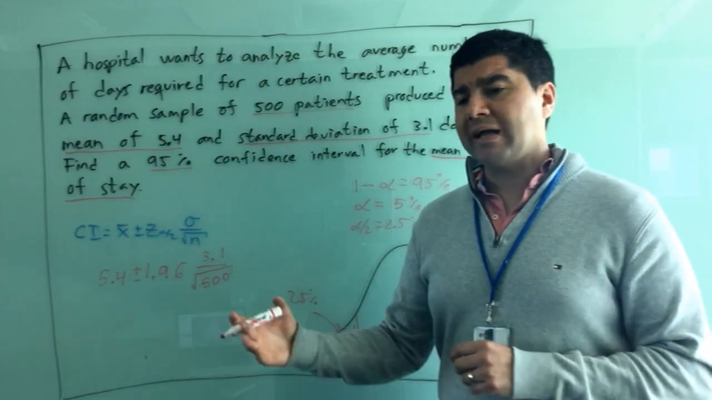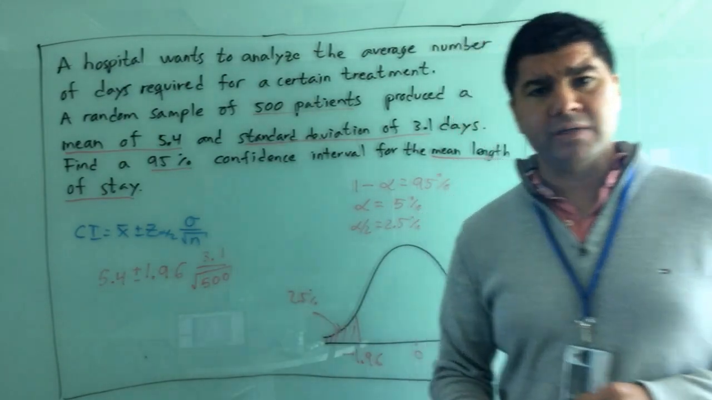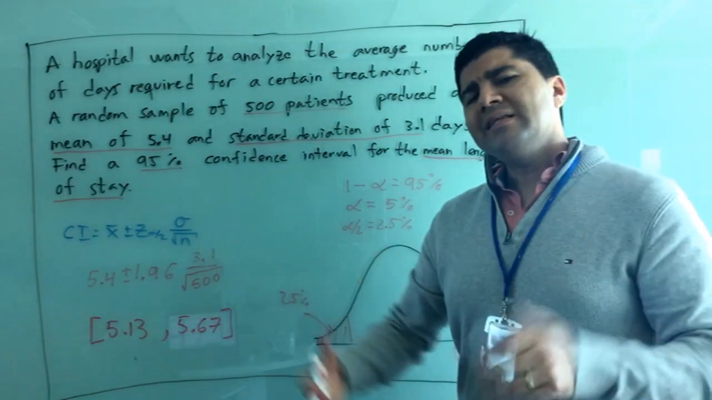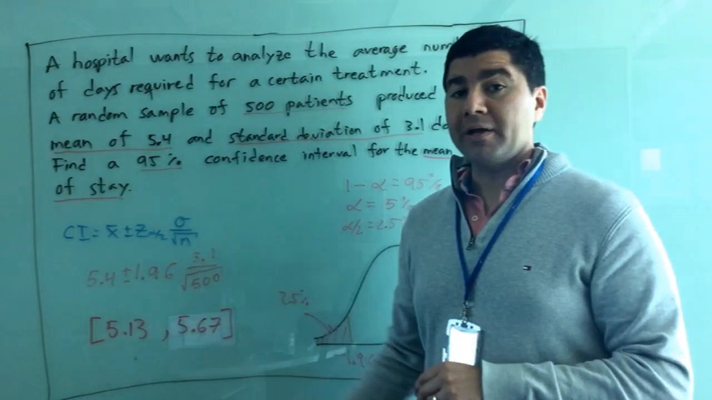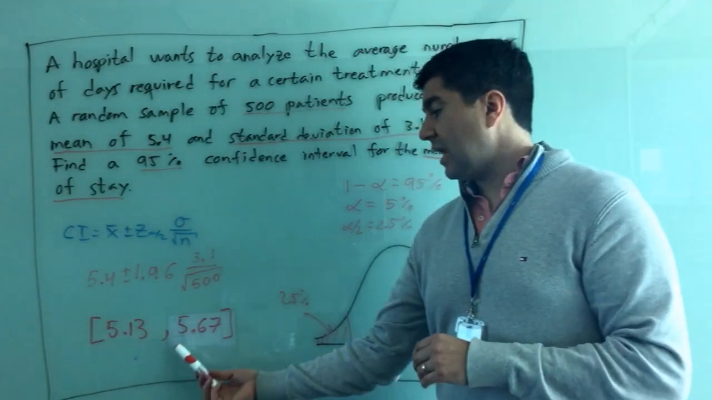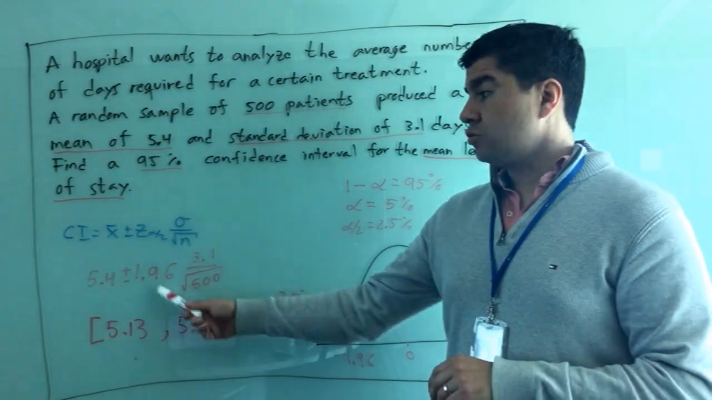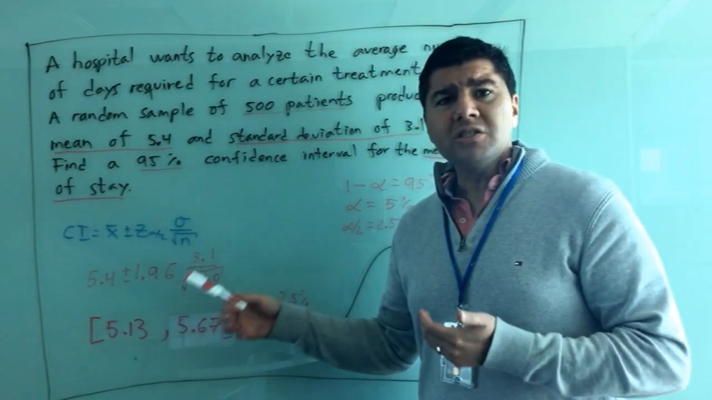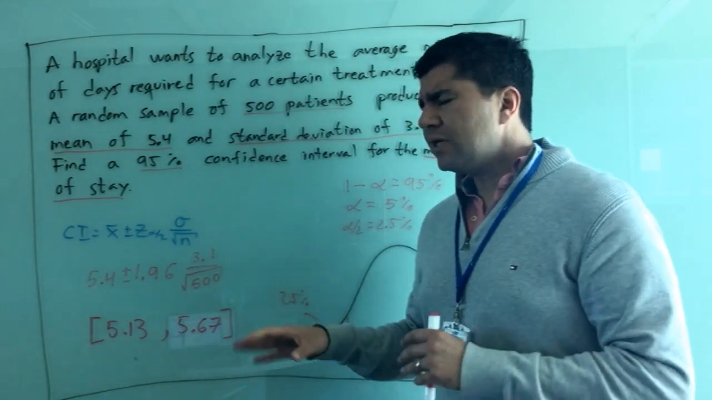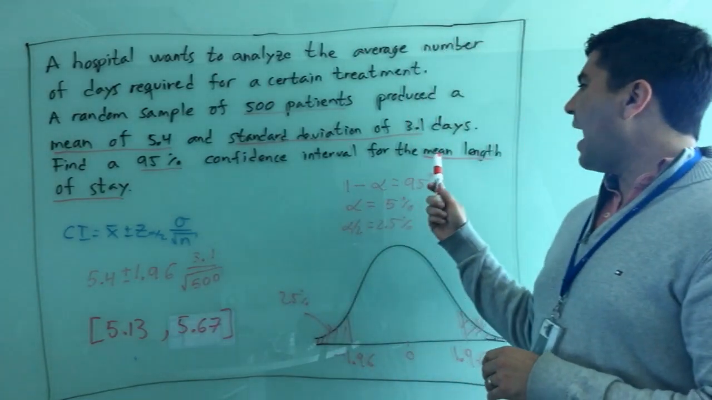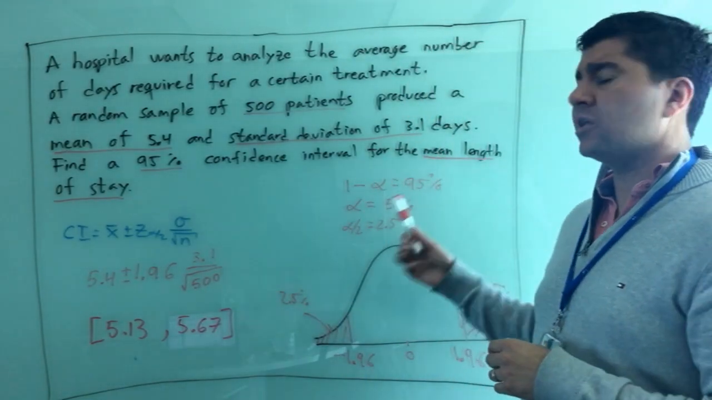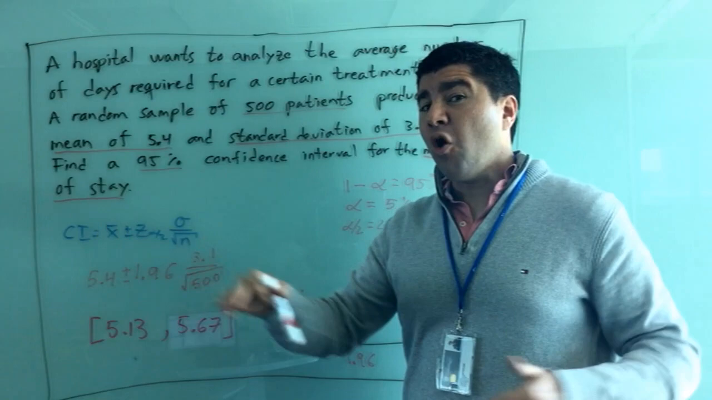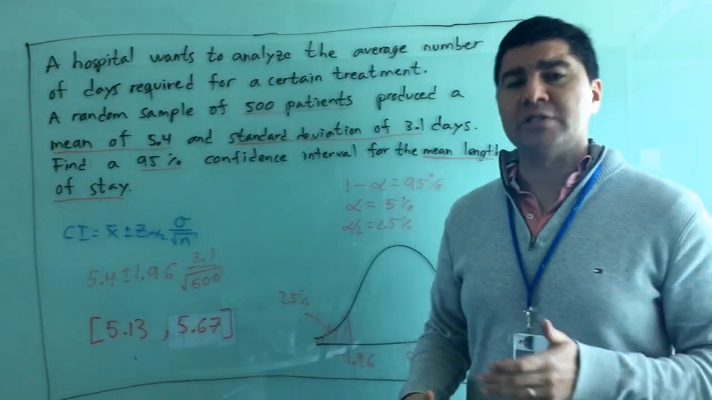Let's put this operation in the calculator and let's find out what the answer is. We find in the calculator that the answer of these two operations is 5.13 and 5.67. Please try it yourselves to see that the results are the same. But what do these results mean? What we are trying to estimate is the average length or the mean length of stay, but not just for the sample but for all the population, that is, all the patients that are receiving this treatment.